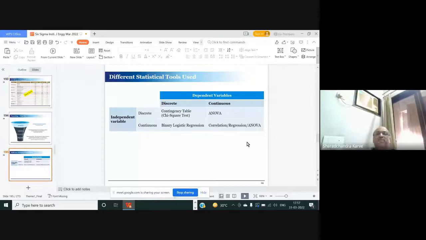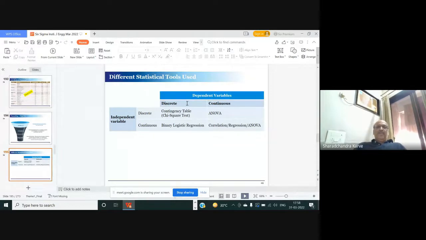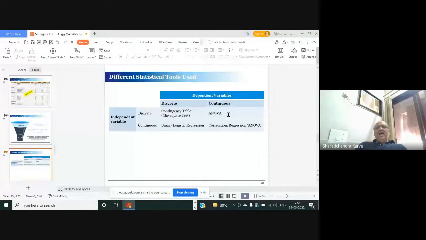Now, there are various other tools also which are being used. If my dependent variable is discrete and independent variable is continuous, we use binary logistic regression. Or if both are discrete, then contingency tables. If the dependent variable is continuous and the independent variable is discrete, then ANOVA, like that. I'm not going to cover all these tools, but I just wanted to give you a flavor of one of these advanced tools, that is correlation analysis, which is very important for you, or rather the bread and butter for your career, to understand the correlation between two parameters.